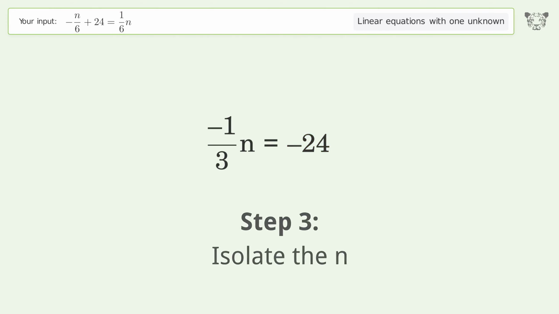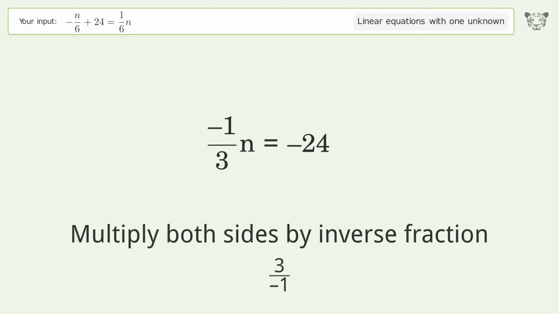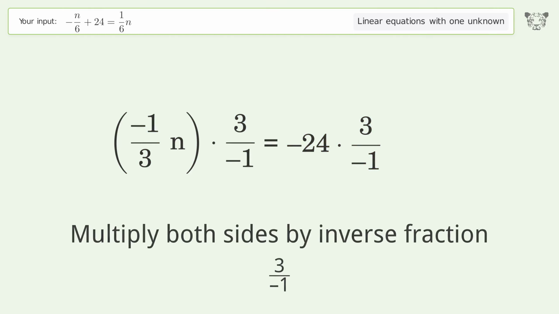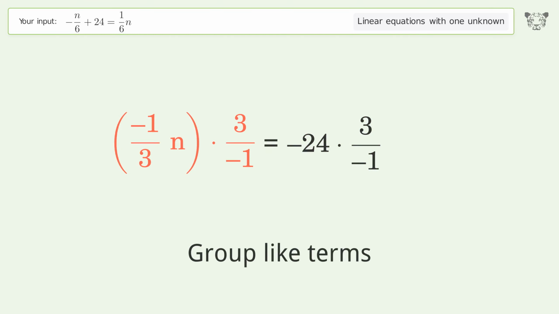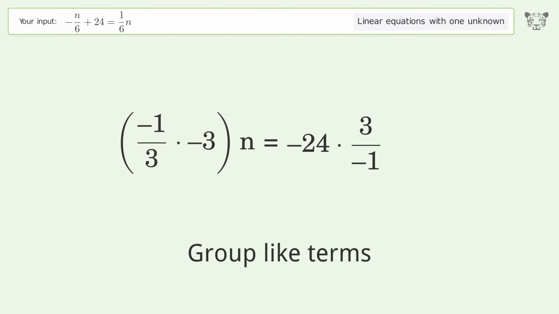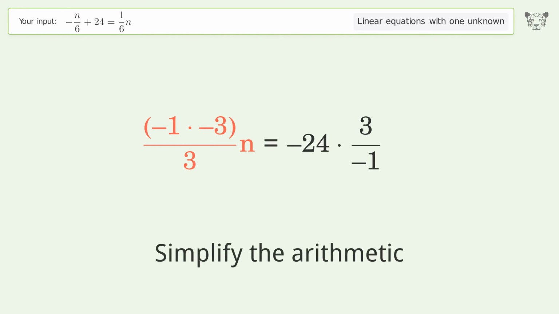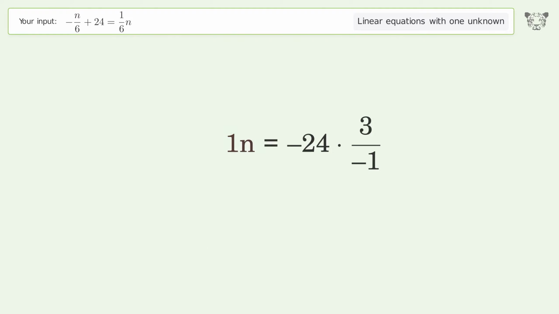Isolate the n. Multiply both sides by inverse fraction 3 over -1. Group like terms. Multiply the coefficients. Simplify the arithmetic. And so the final result is n equals 72.